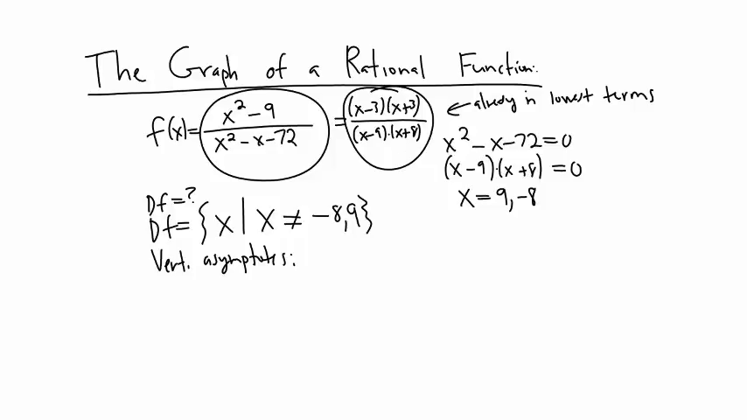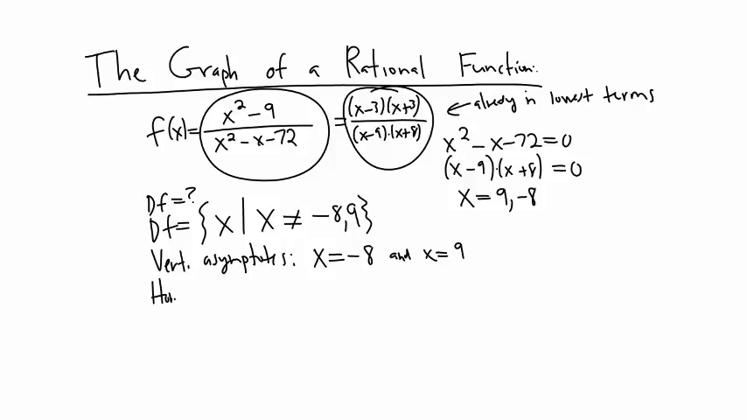So we use this denominator, the lowest terms expression denominator, set it equal to 0 and solve for x, and we get the same solutions, positive 9 and minus 8. So we have vertical asymptotes at the vertical lines, x equals minus 8 and x equals positive 9.